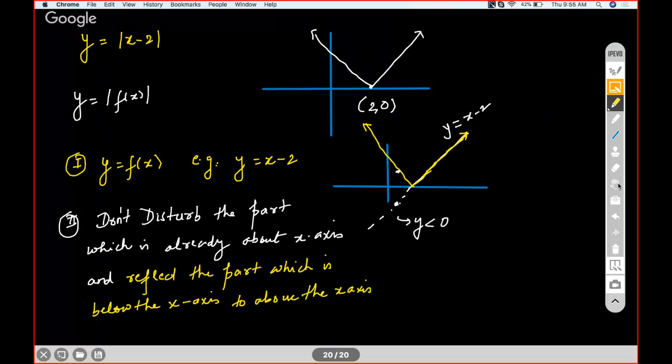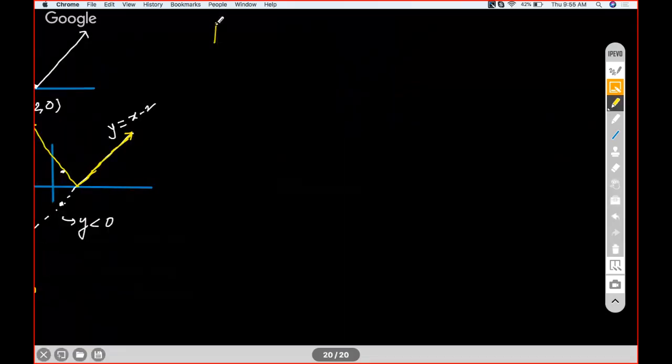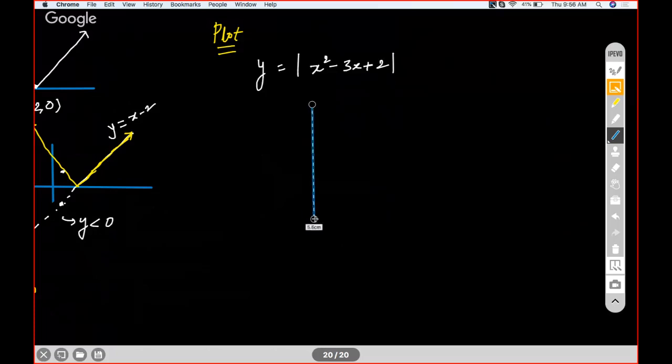So for example, if I ask you to plot y equals mod of x squared minus 3x plus 2, how will you do this? First, I'll draw the original graph, and then reflect it, right? Reflect the part which is below the x-axis above the x-axis, and don't disturb the one that is already above it. Yes. So first, I'd have to plot this.